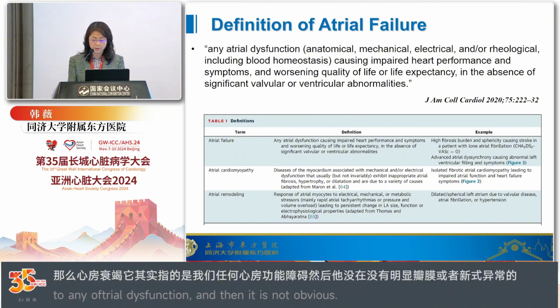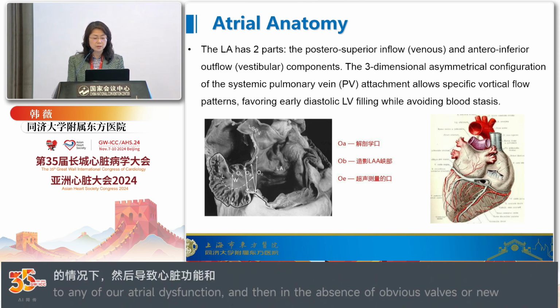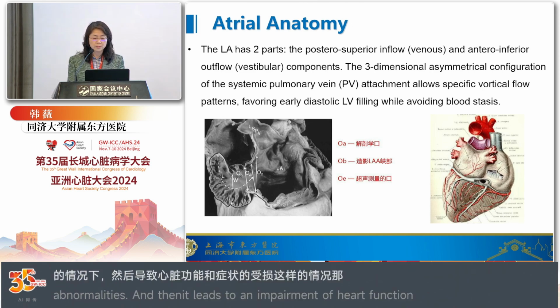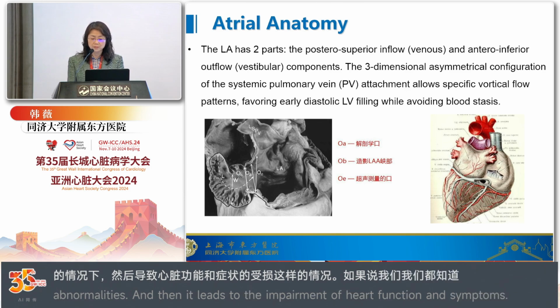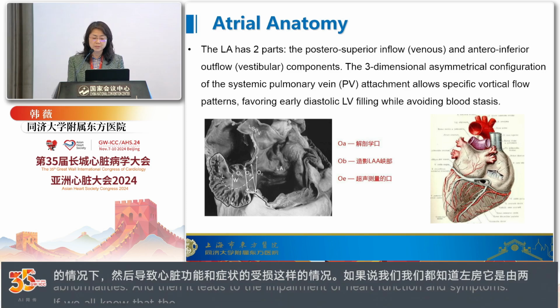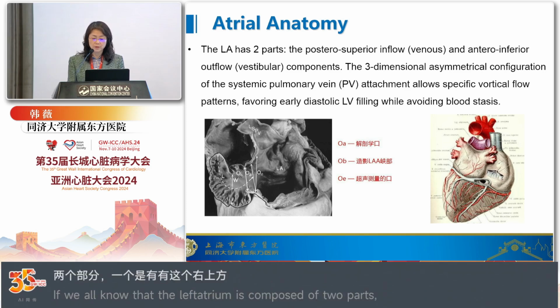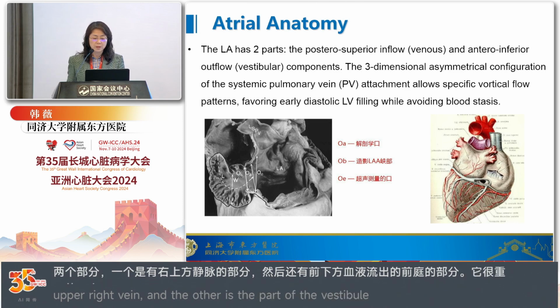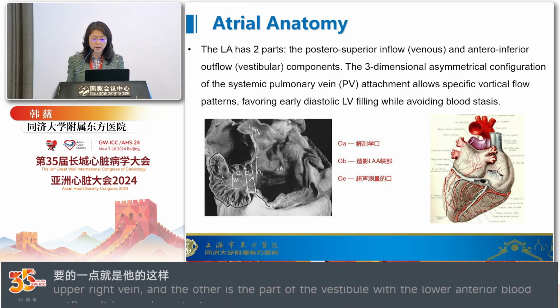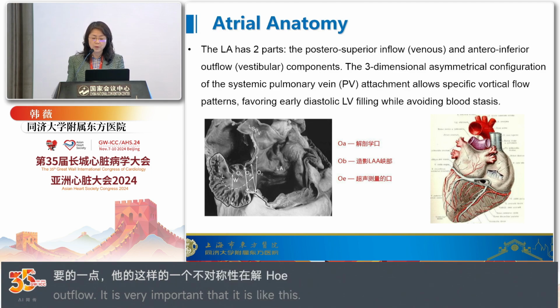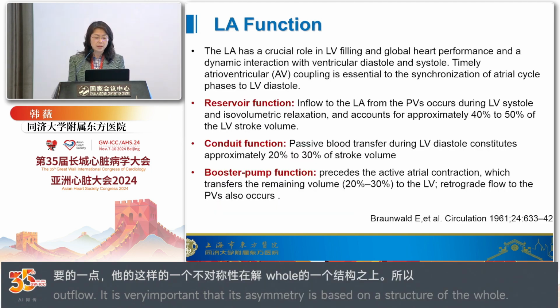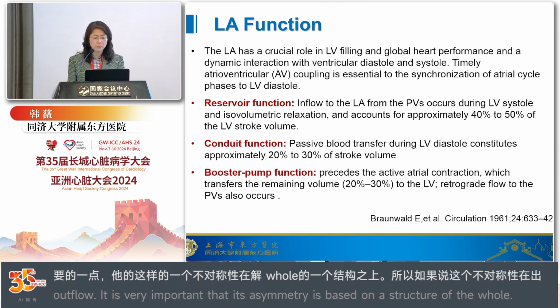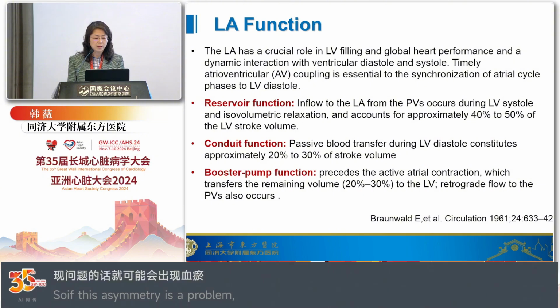We know the left atrium has two parts, the posterior superior inflow and the anterior inferior outflow components. The 3D symmetric configuration of the pulmonary vein junction attachment allows a special vertical flow pattern that favors early diastolic atrial filling while avoiding blood stasis. There are three kinds of atrial function: reservoir function, conduit function, and booster pump function.